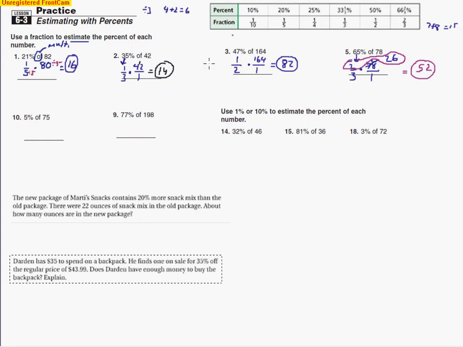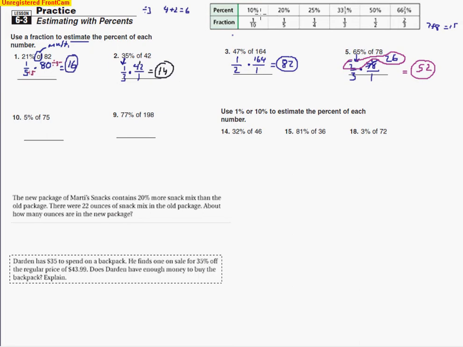5%. Oh, wow. Well, 5%, it's not on here. It's close to 10, but close to 0. Well, let's do this. Let's go ahead and think of 5%. Think of nickels. How many nickels makes a dollar? 20 nickels makes a dollar. So 5% is just 1/20th. So 5 cents is 1/20th of a dollar.